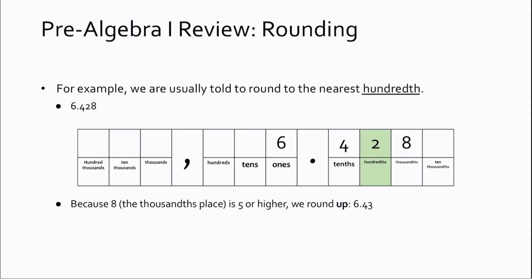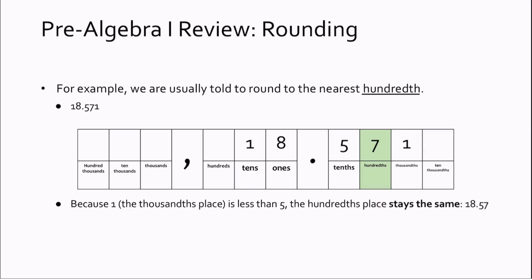Let's look at an example. So we have 6.428, and I'm asked to round to the nearest hundredth. But I have to look to the thousandths place to see what's going to happen. And since the thousandths place is an 8, which means it's 5 or higher, I round up to get 6.43. If I look at this other example, I have 18.571. Again, this is where I'm stopping, at my hundredths place, but I need to look to my thousandths place to see what's going to happen. Because that thousandths place is less than 5, my 7 is going to stay 7. So I will have a rounded number of 18.57.